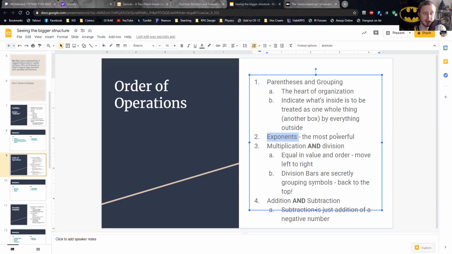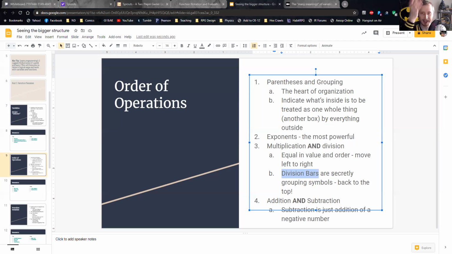Start with exponents because they are the most powerful. Then multiplication and division at the same time. They are of equal level. Okay, so from that, you would just move left to right within that, unless your division is actually a division bar, because division bars are secretly a grouping symbol.